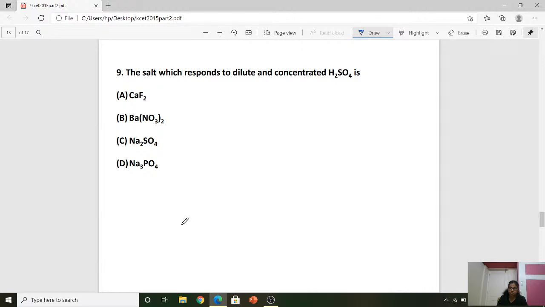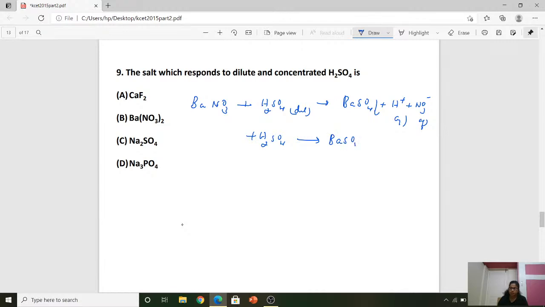The salt which responds to dilute and concentrated sulfuric acid. Among the options, which responds to both dilute and concentrated sulfuric acid? If you take barium nitrate, it can react with dilute sulfuric acid to form barium sulfate, and H plus and NO3 minus ions in solution. So you get a white precipitate. Barium nitrate reacts with concentrated sulfuric acid and forms a sparingly soluble salt, once again barium sulfate, and nitric acid. So barium nitrate can react with both dilute sulfuric acid and concentrated sulfuric acid.